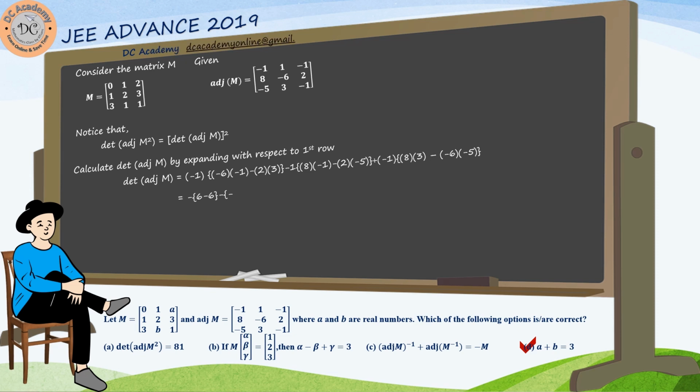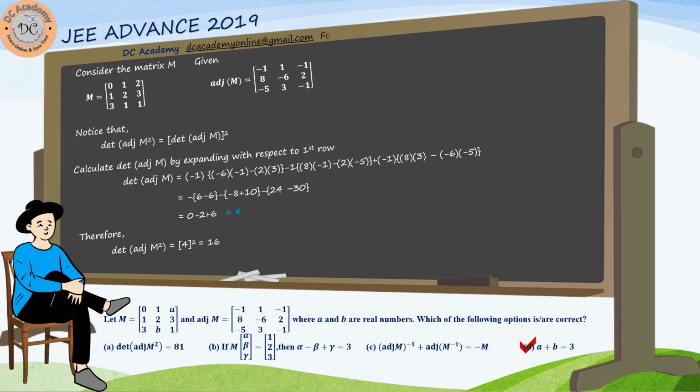That's it. Now our job is to do the basic arithmetic to calculate the determinant of adjoint M. So if we do the basic calculation, we find that the determinant of adjoint M is equal to minus 2 plus 6, which is equal to 4. So therefore, determinant of adjoint M whole square is equal to 4 square, and that is 16. So therefore, it's obvious that option A is not correct. So now we have only two options left, option B and option C.